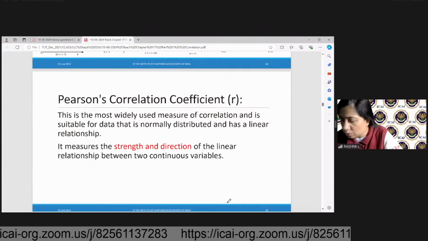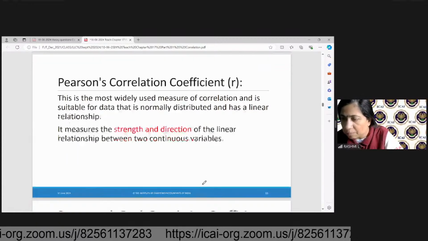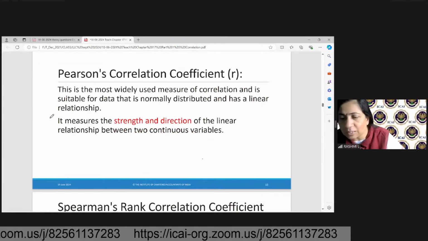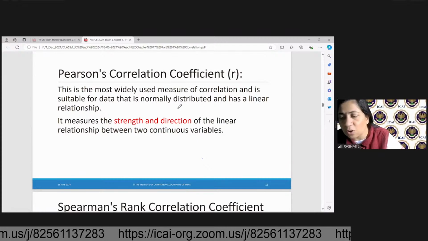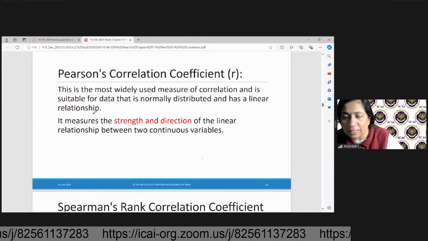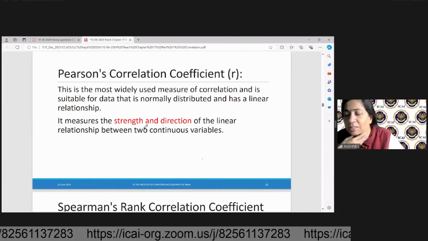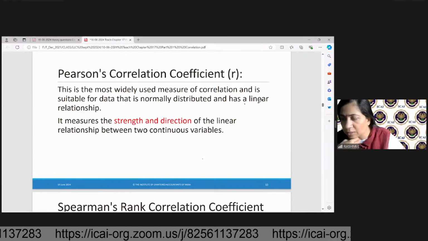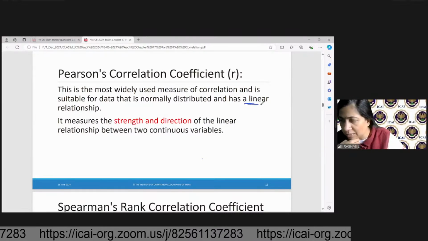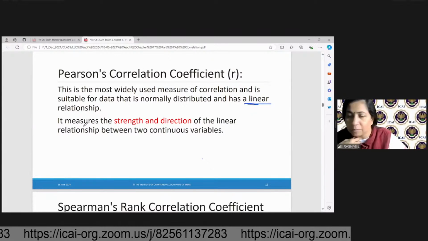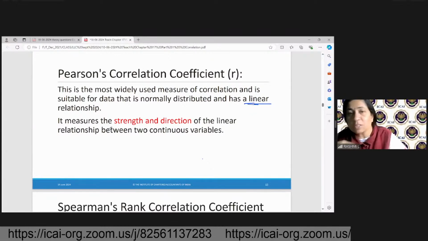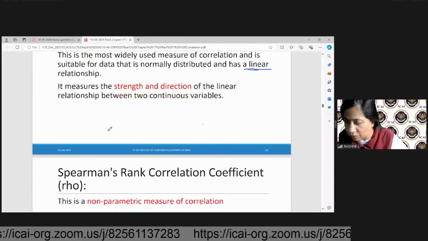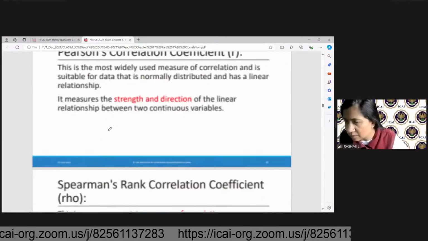Now let us go to the Pearson. This is the most widely used measure of correlation and is suitable for data that is normally distributed and has a linear relationship. It measures the strength and direction of the linear relationship between two continuous variables. So for data which has a linear relationship, you can use the Pearson correlation coefficient.